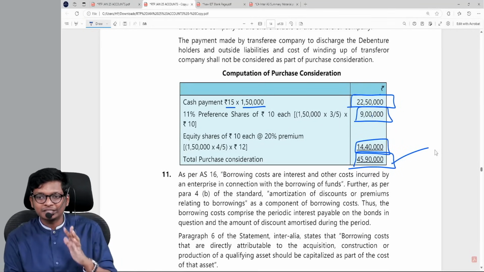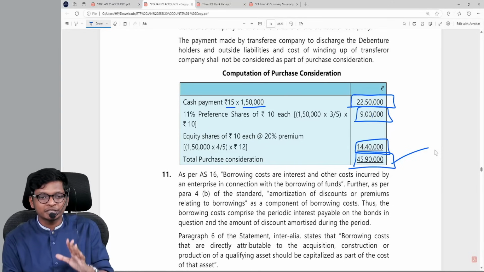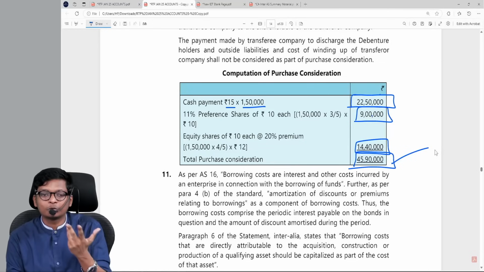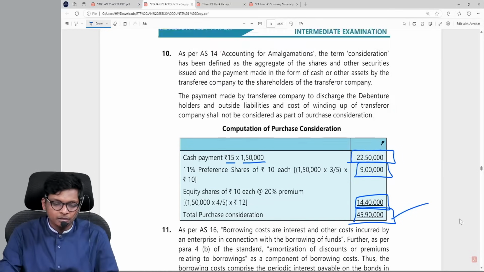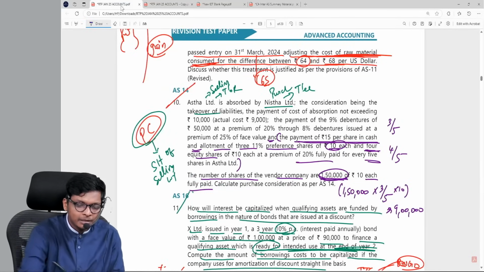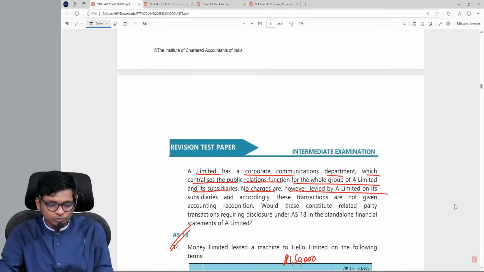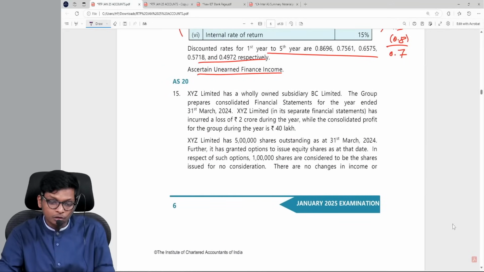There have been days where they used to ask in a compulsory question, compute PC. Okay. If you are lucky, that will come. But if that comes in compulsory, then it becomes amalgamation. Okay. Fine. Understood, guys. Question 10, RTP it came, so we discussed it. 16, everything is over now. Yeah, 20 and 22 is there.